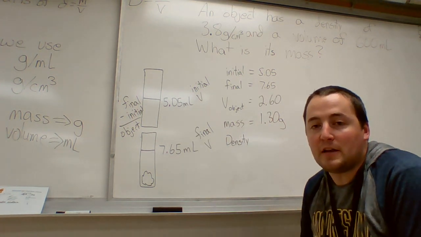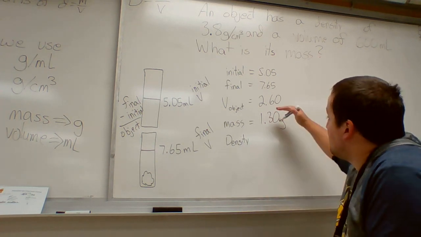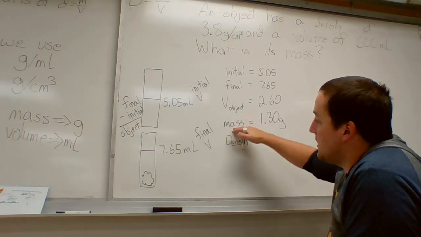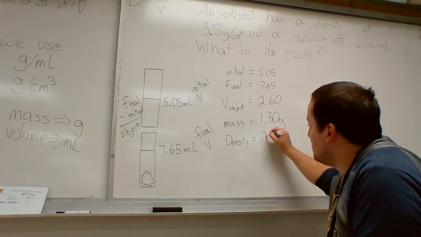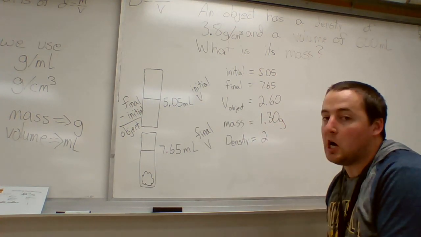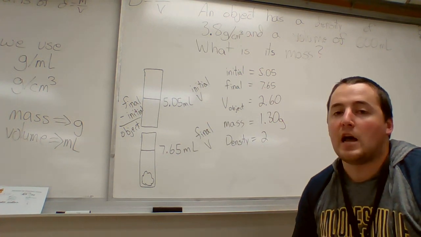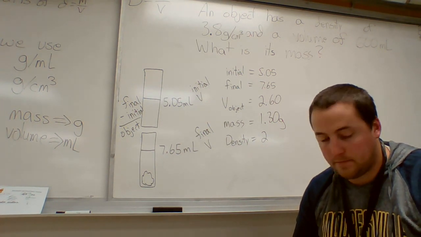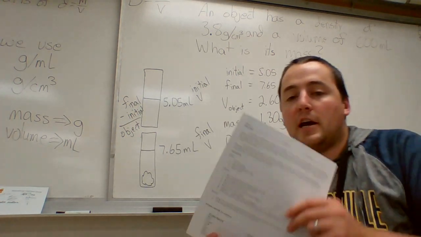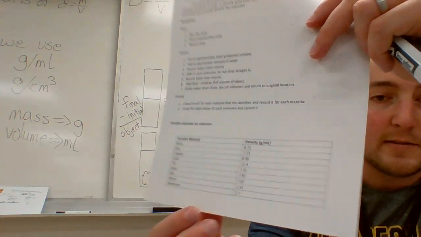Now, the next step is to find the density. All right, so if we're trying to find the density of this, we just take the volume of the object and divide it by the mass of the object. So in this situation, it would give us a density of 2. Now, to figure out which material this would be, you would then look and compare it to the various densities.